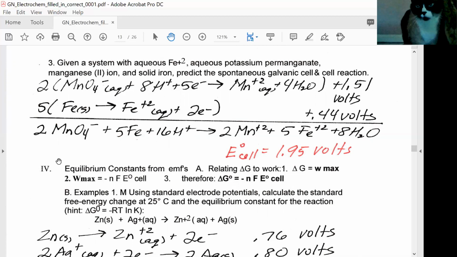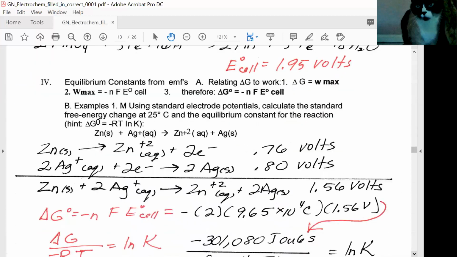Okay, so now we're going to look at equilibrium constants from EMFs. So we're going to relate the free energy to work. So free energy equals work maximum. Work maximum equals minus FE of cell. And therefore, the free energy at the standard state is minus NFE of cell.